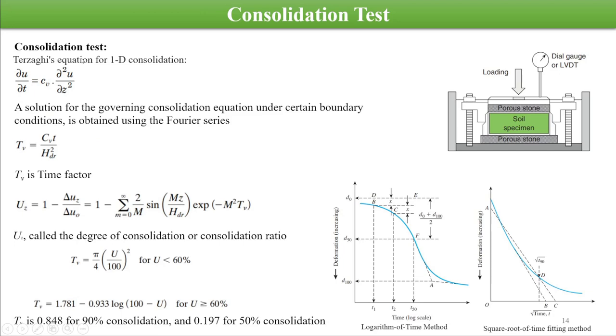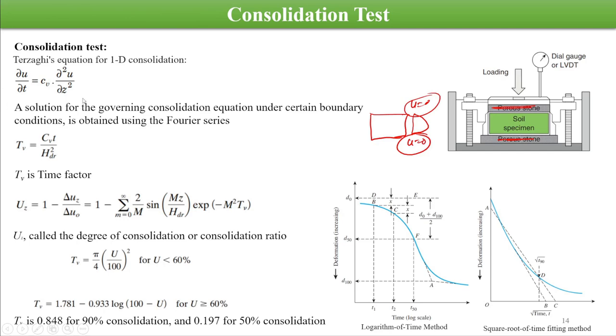The consolidation equation, that is the 1D consolidation equation given by Terzaghi, is the governing equation to solve the consolidation problem, and it can be solved using Fourier series with the help of certain boundary conditions. One of the boundary conditions is, in this soil specimen, as we allow drainage from these porous stones, the pore pressure u at the boundaries will be zero, right? So using certain boundary conditions, we can solve this equation.